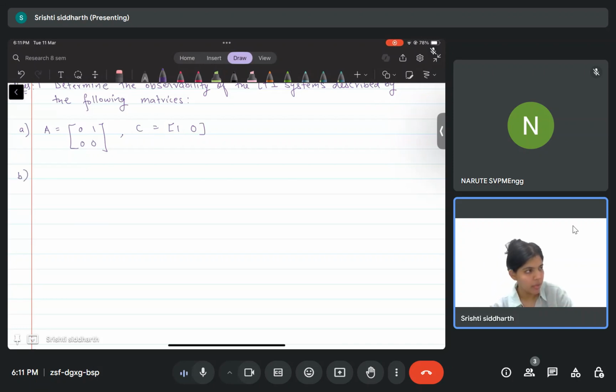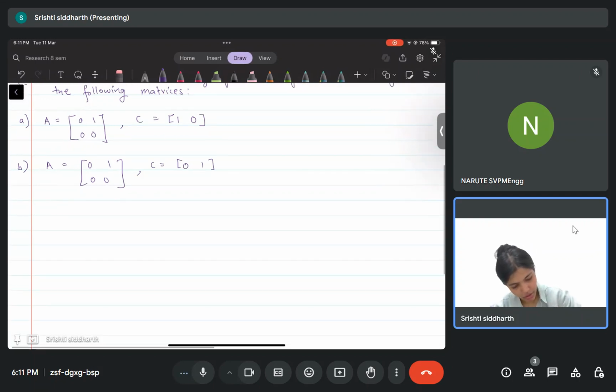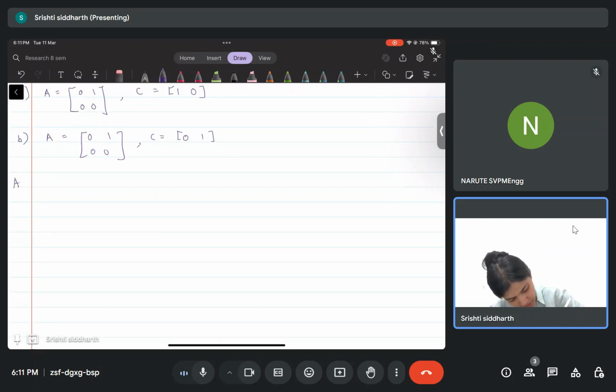We also have a second part. A again is 0, 1, 0, 0. But now C is changed to 0, 1. That is, we are considering the second state as the output. Alright, so let's begin.